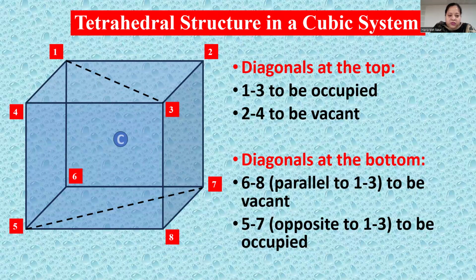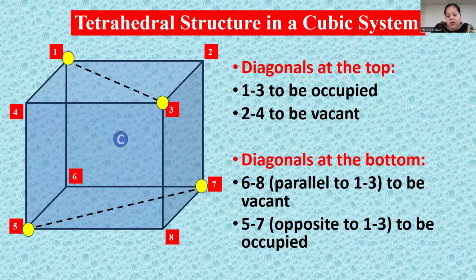So two opposite faces with two opposite diagonals. We are not to consider their parallel diagonals. We are to consider the opposite diagonals of the opposite faces, represented by the diagonally opposite corners 1, 3, 5, and 7 on this system, as shown in the given slide.